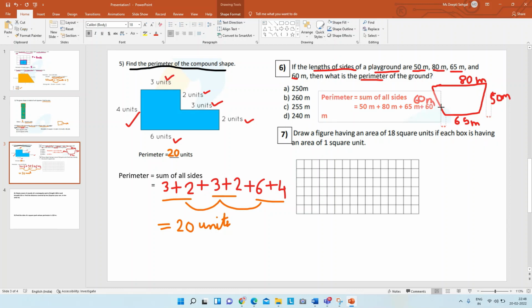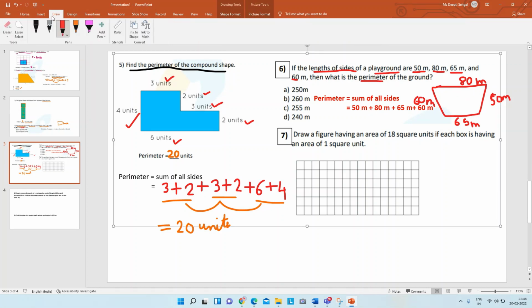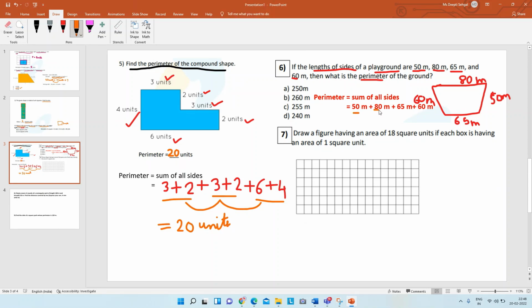Now let's add all of them. So 50 plus 80 is 130. 13 plus 6 is 19, and 19 plus 6 is 25. So this is 250 and 5 meter more. So 255 meter is the answer. So we will put a tick mark at 255 meter.